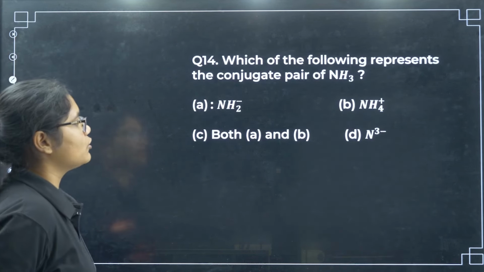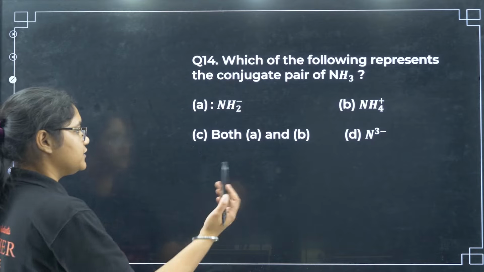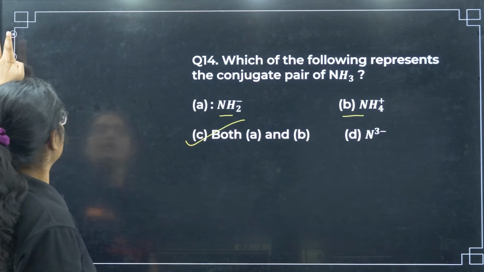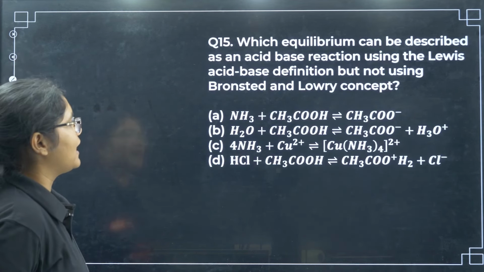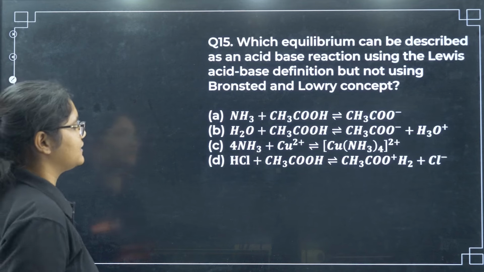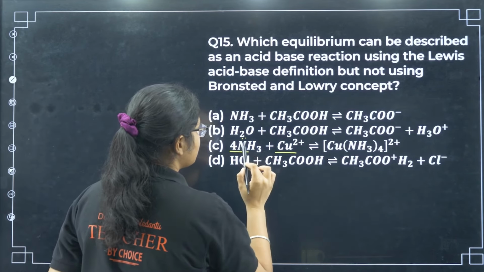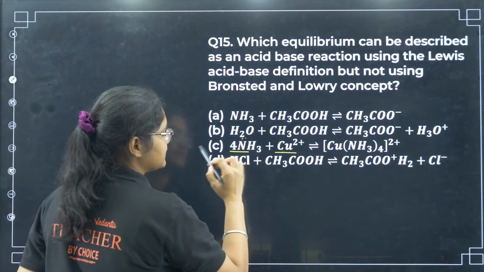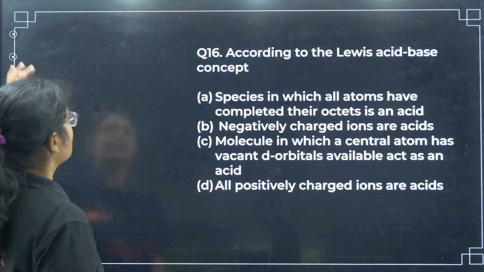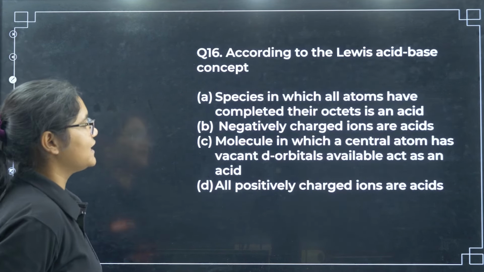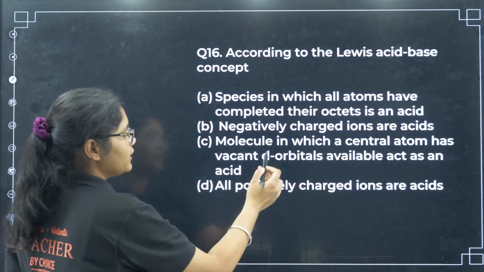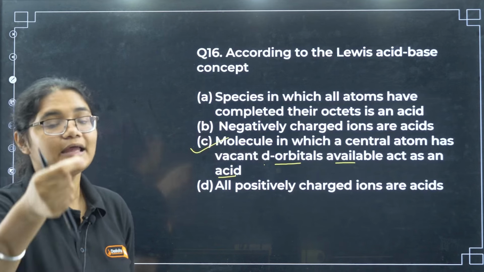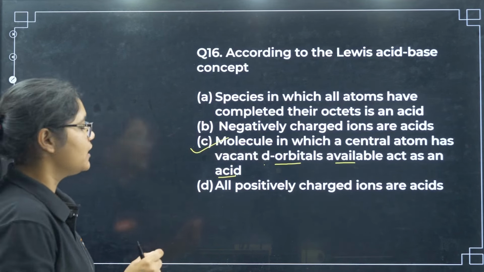Next, which of the following is the conjugate pair of NH3? So NH3 can donate one H plus, can accept one H plus, both of them, so A and B. Next, which equilibrium can be described as an acid-base reaction using the Lewis acid-base concept? So if you see this one, here this one is donating electron and this is accepting electron. So according to Lewis acid-base, this is a base, this is an acid, so option number C here. Next, according to Lewis acid-base concept, a molecule in which the central atom has a vacant d orbital acts as an acid. If it is a vacant d orbital, it can accept electrons and it will behave as a Lewis acid.